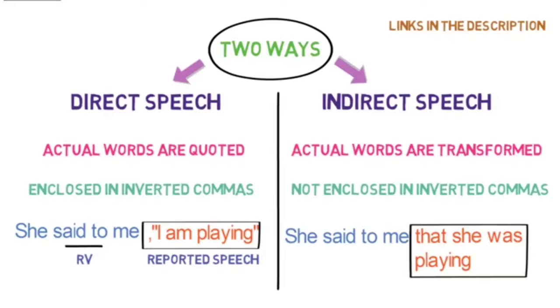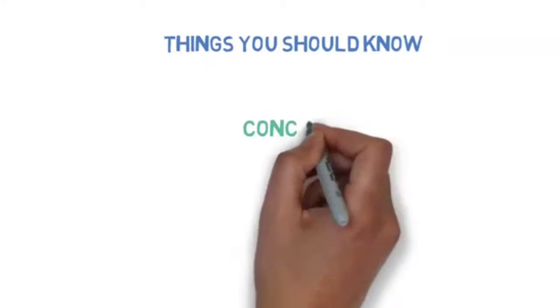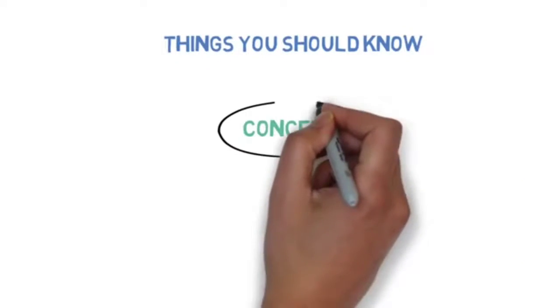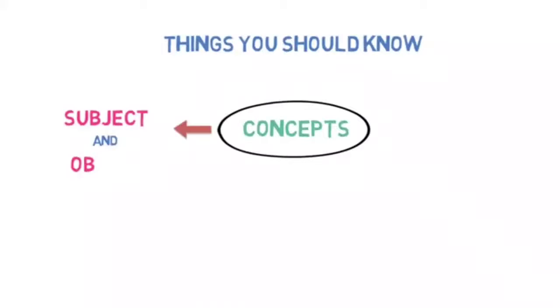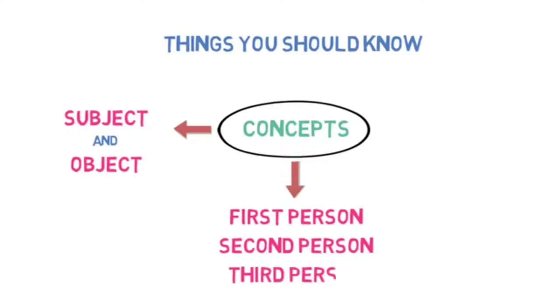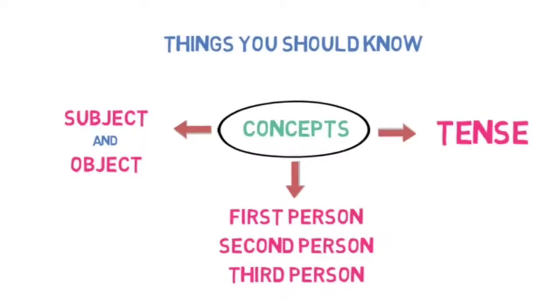Children, but before knowing about the conversion of direct into indirect speech, there are certain things you should very well know. Children, there are three important concepts that you must understand properly. First one is what is meant by subject and object. Second one is what is meant by first person, second person and third person. And third one is what is meant by tense. So let's quickly revise all these basic things one by one.